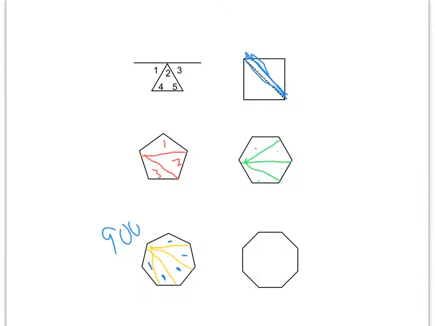You guys right now draw your diagonals in the octagon. Figure out how many triangles and how many degrees there are in an 8-sided figure called an octagon. Go ahead.